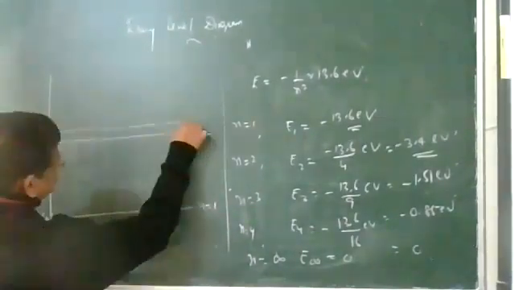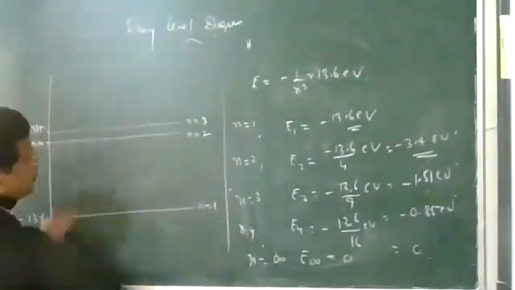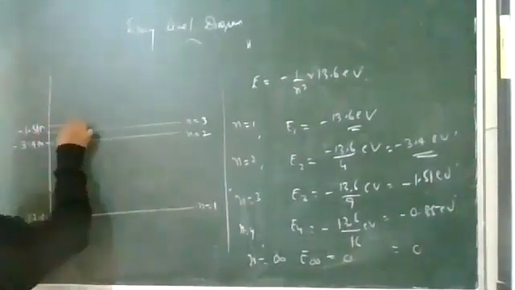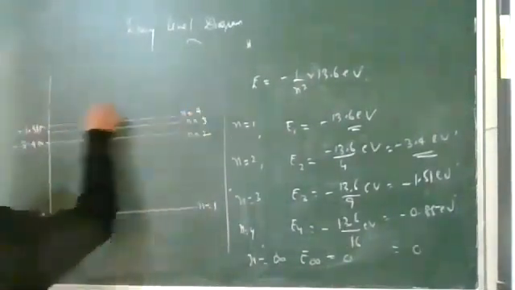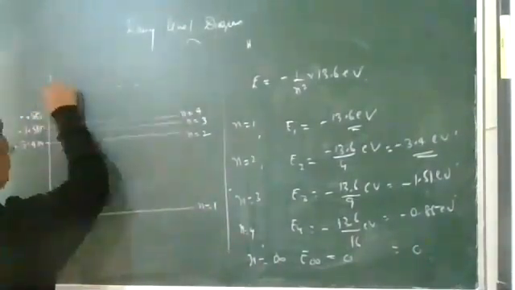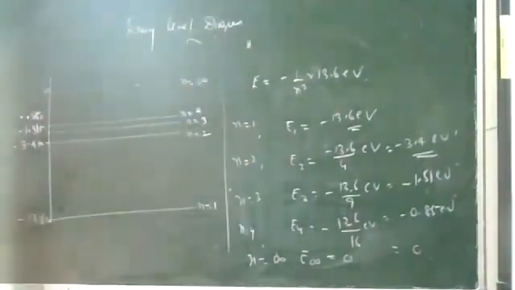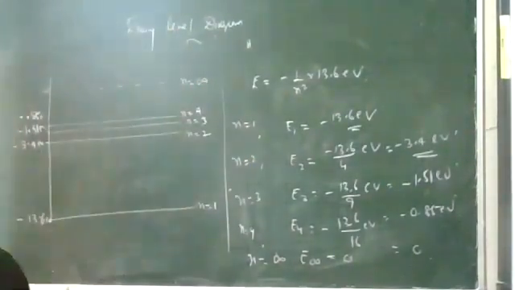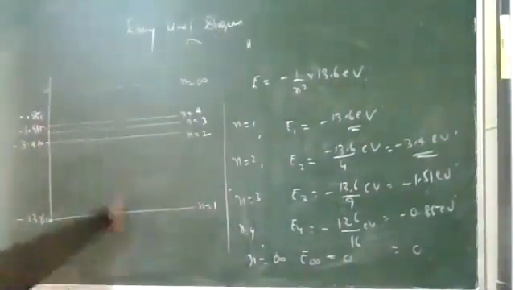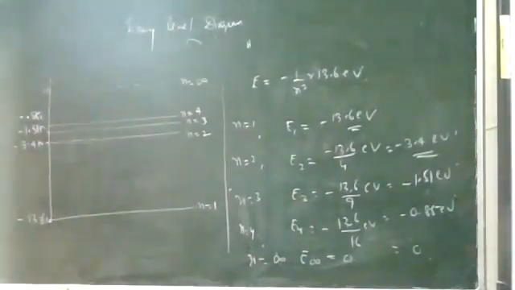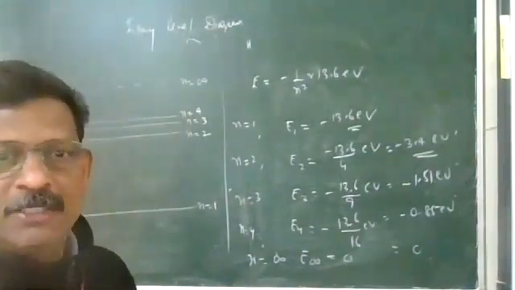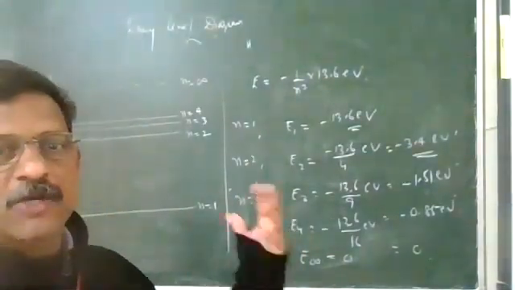You see the energy values. Then n equal to 4, it is minus 0.85 electron volts. So as you go up and up, the levels come closer together. Initially n equal to 1, minus 13.6, then minus 3.4. This is called the energy level. N equal to 1, we call it the ground state. N equal to 2, 3, 4, etc., we call it the excited state.